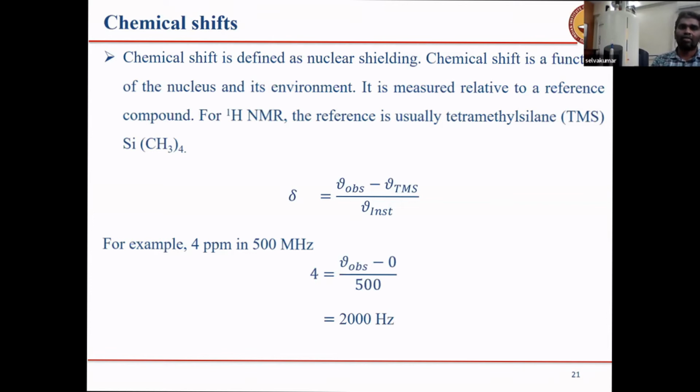For example, in a 500 megahertz instrument, if you want to calculate the hertz for 4 ppm, 4 equals observed frequency, with the TMS frequency assumed as 0, divided by instrument frequency 500. Then 4 ppm equals 2000 hertz in a 500 megahertz instrument.